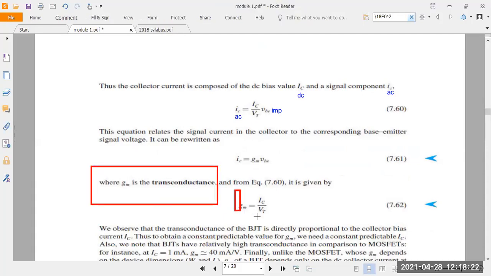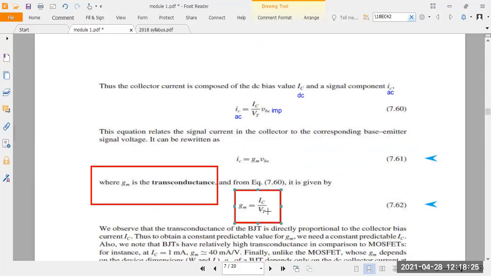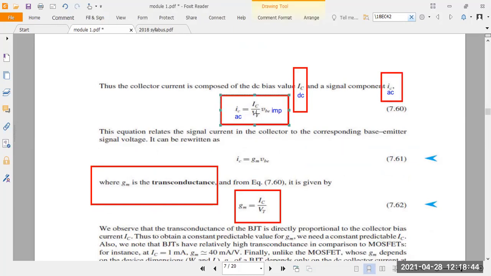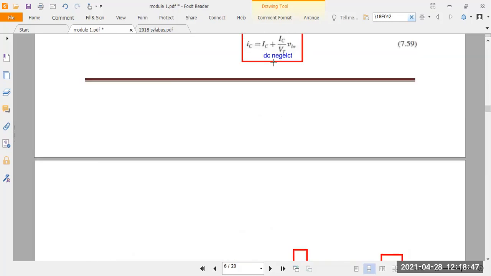Here GM you got caps IC divided by VT. So I will go to find out the IC divided by VT here. First you take the current equation. Caps IC means it's a DC current and AC current, you have to take the combination. So for that you take IC is equal to IC divided by VT into VB. You take this equation here, neglect the caps IC, and take only the AC term.